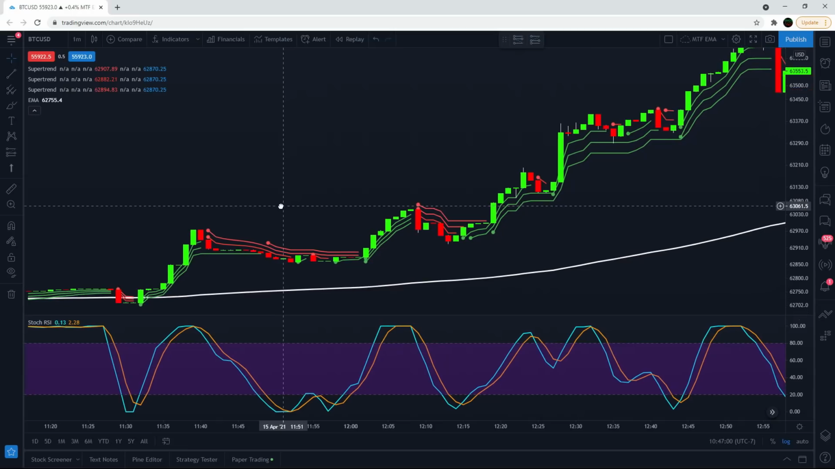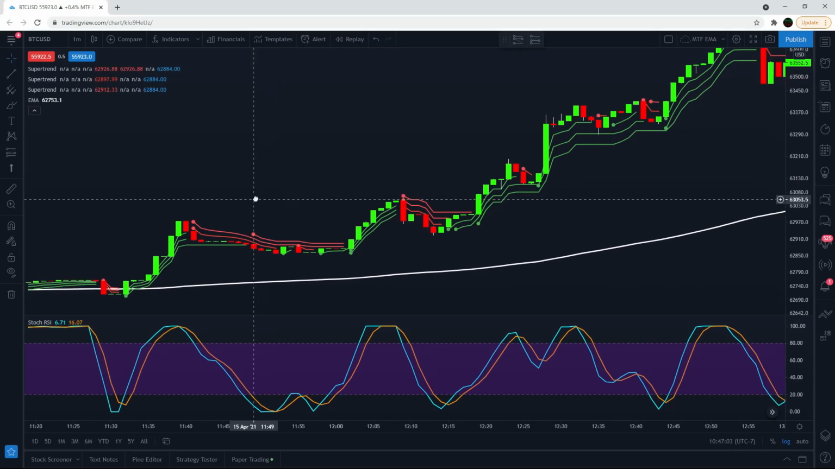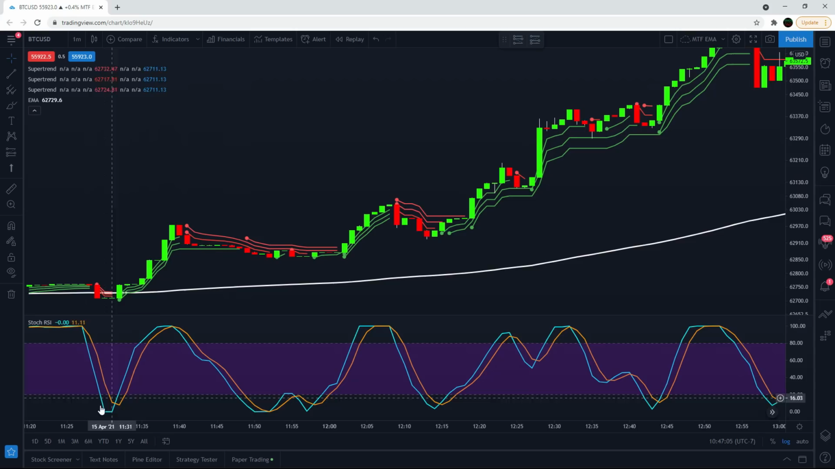So this strategy is very simple. You're simply waiting for the stochastic RSI, the 200 EMA, and the super trend indicators to all agree. So what that means is when price is above the 200 EMA, you can only take longs. You can only take a long if you have a green super trend indication, and you can only take a long if stochastic RSI has gone into the oversold territory. For a short, you can only take a short if the stochastic RSI has gone into the overbought territory, price is under the 200 EMA, and you have a red indication from the super trend.